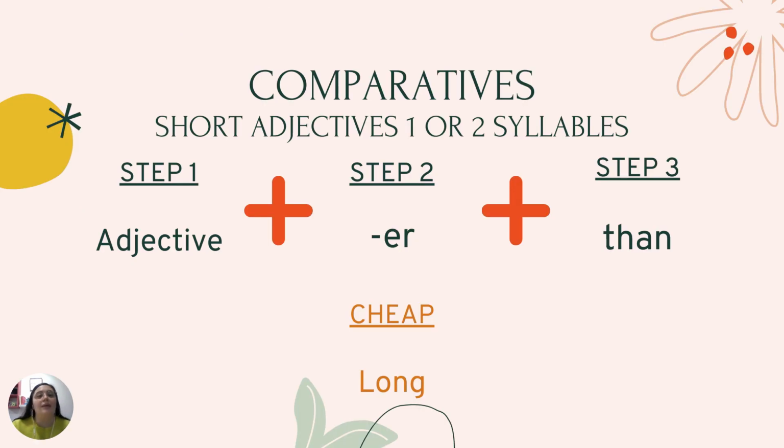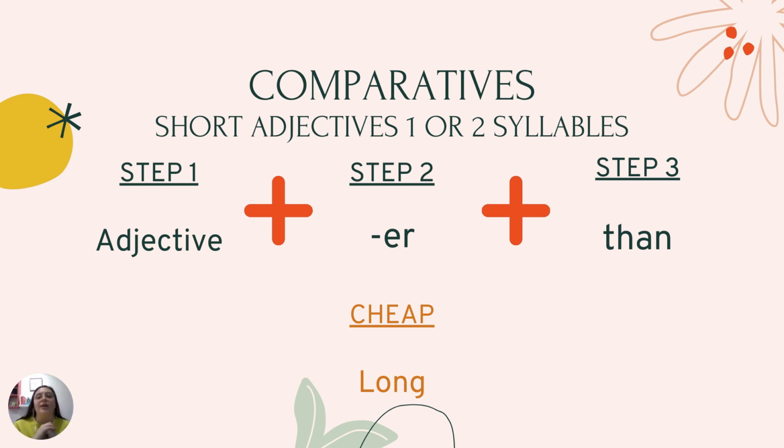Let's start talking about the comparatives that have short adjectives, meaning one or two syllables. These rules we are just going to use with the adjectives that have one or two syllables. Step number one is the adjective. There you have the adjective. Then you are going to add the er, okay? The letters E and R. And then you're going to add than.